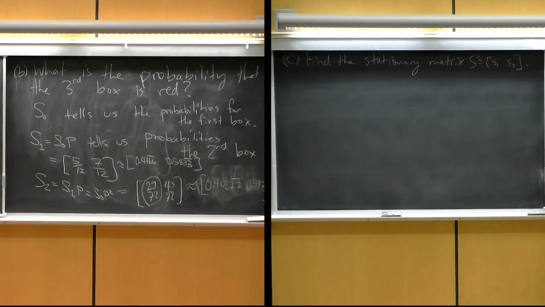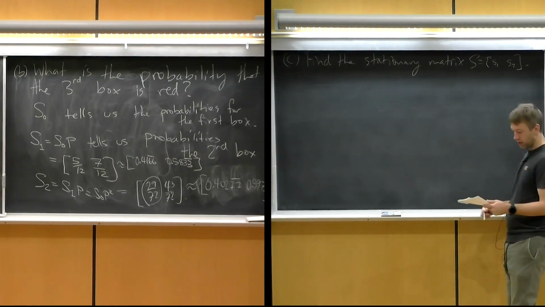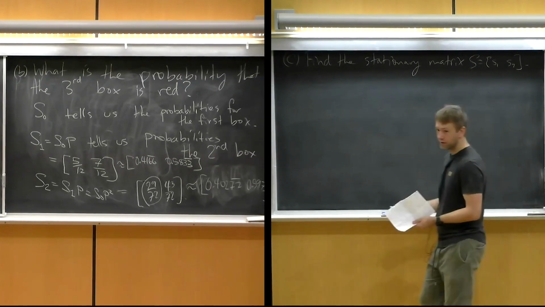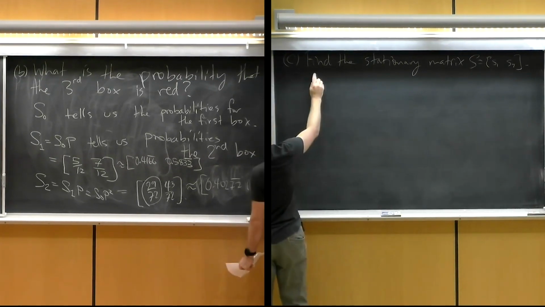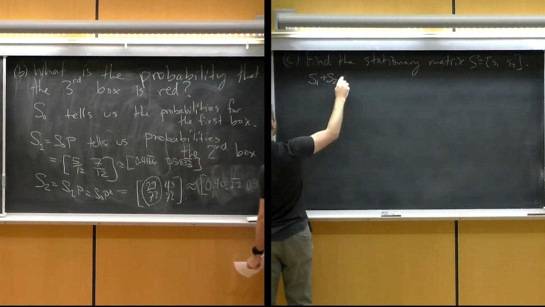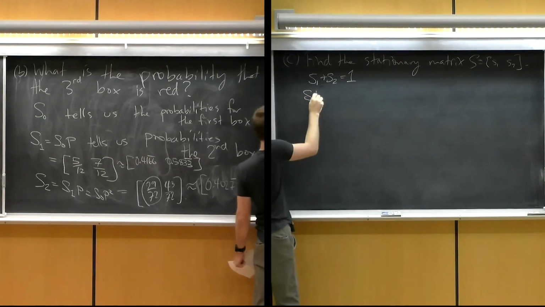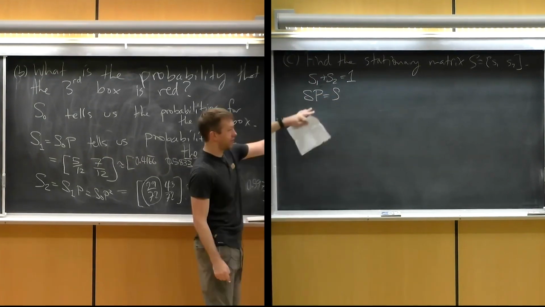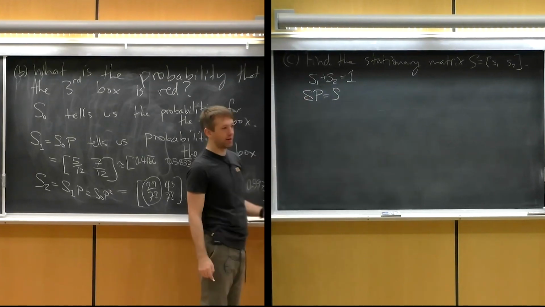Which is going to be a 1 by 2 matrix because I've got two states. So if we remember how to do this, you need S1 plus S2 to be 1, and you need S times P to equal S. Those are the criteria of the stationary matrix.